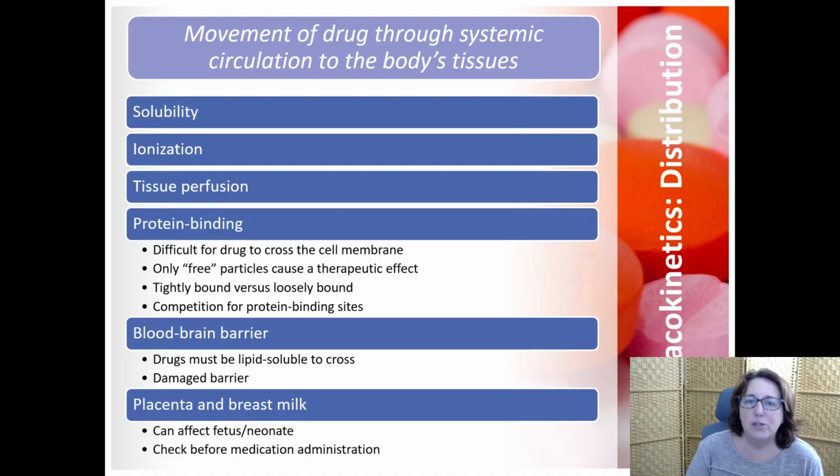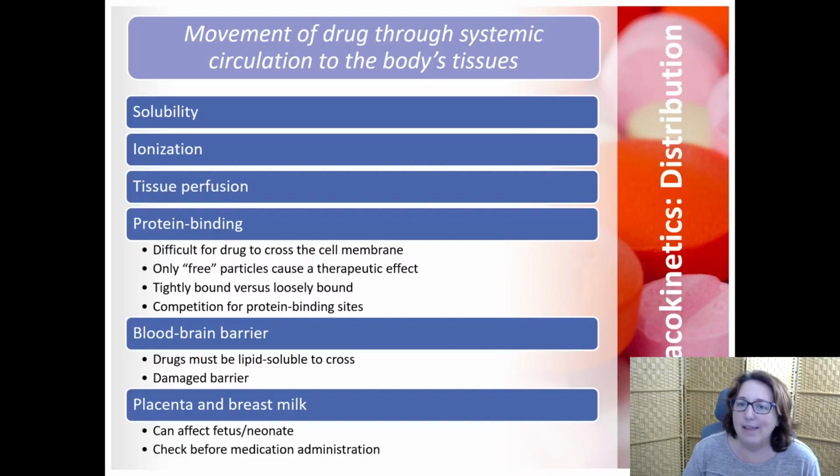Next, we move on to distribution. The systemic circulation distributes drugs to various body tissues. Distribution depends on the same factors as absorption, including lipid or water solubility, no electrical charge, and adequate tissue perfusion. Additionally, most drugs are bound to protein in order to be carried through the bloodstream to the target tissue. The more tightly a drug is bound to protein, the harder it is and the longer it takes for the drug particles to get free in order to cross the cell membrane.